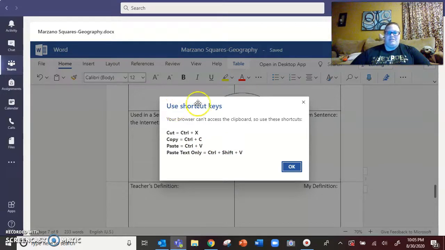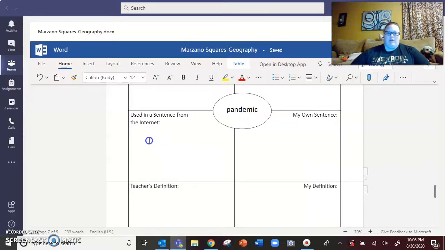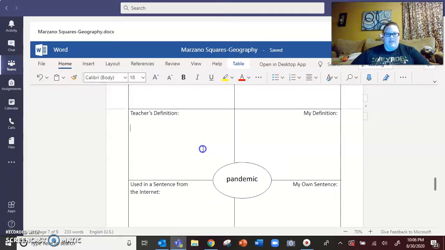Oh no! It says use shortcut keys. Your browser can't access the clipboard, so use these shortcuts. Copy is Control C and paste is Control V. Oof. So I'm going to use my left hand. Remember, left makes the L. Yes, we remember this? Okay. And with my pinky, I am going to hit Control and hold. Control, and then while I'm still holding Control, I'm going to hit V on the keyboard. And see, what I copied immediately pastes. It helps if I put it in the right place though. There we go. Teacher's definition.